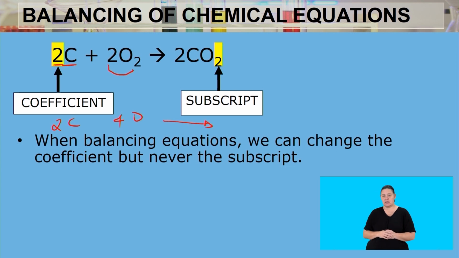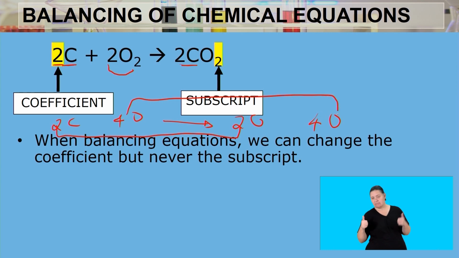But on the right-hand side, we still have 2 because you're multiplying the 2 with the 1. We still have 2 carbons, and 2 times 2 is 4. We still have 4 oxygens. And as you can see, the number of carbons on either side is the same, and the type is still the same. It's carbon versus carbon, oxygen versus oxygen. Because that is maintained, the type is maintained, the number is maintained, we can say that this equation is balanced.